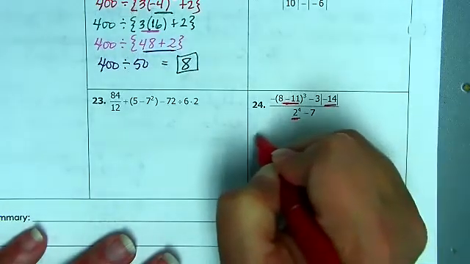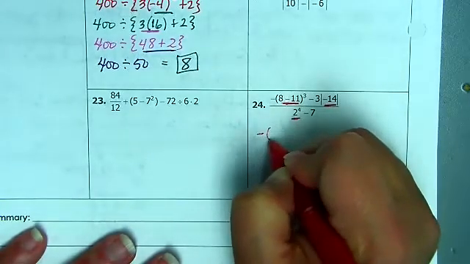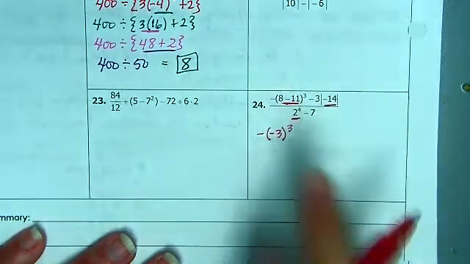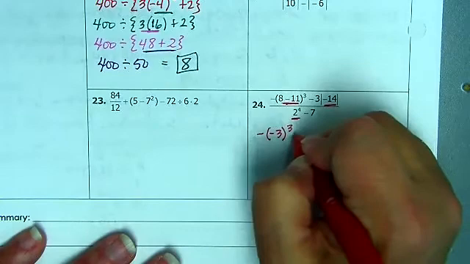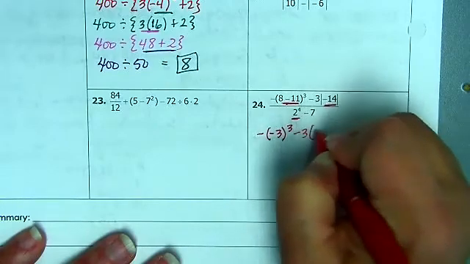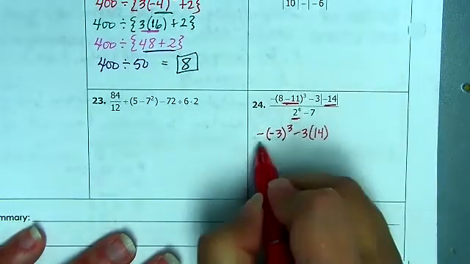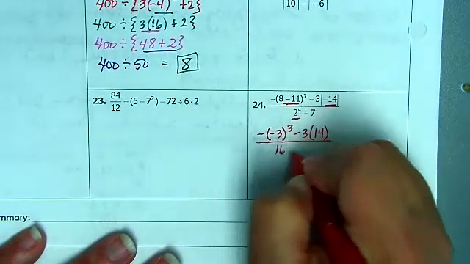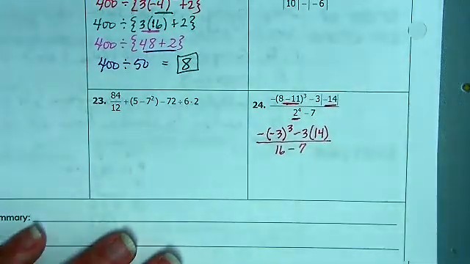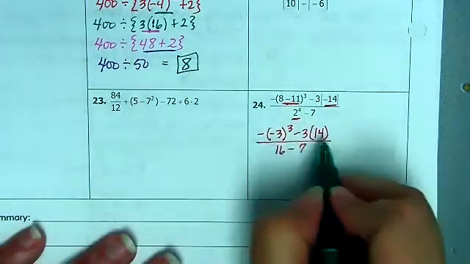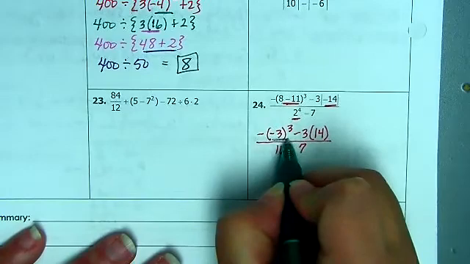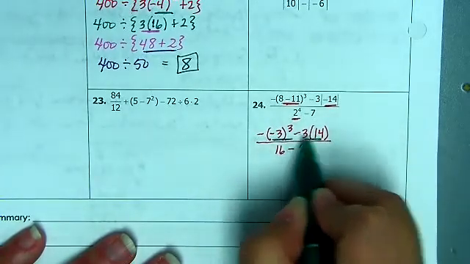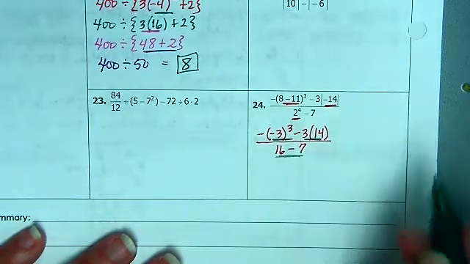So I'm going to have negative, and then I end up with the open parentheses, negative 3 to the 3rd power. You have to put that inside the parentheses, minus 3 times the absolute value of negative 14 is 14, all divided by 2 to the 4th power is 16 minus 7. And now I start to simplify. Here I can do the negative 3 to the 3rd power, and I can do the negative 3 times 14, and the 16 minus 7.